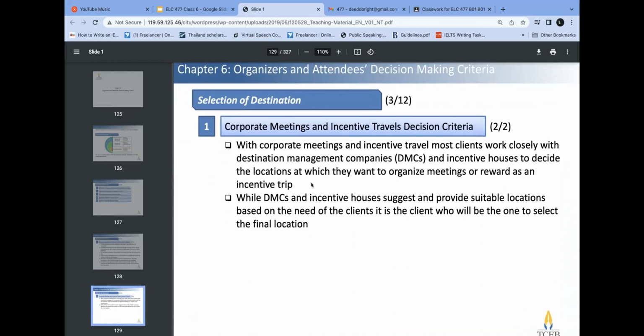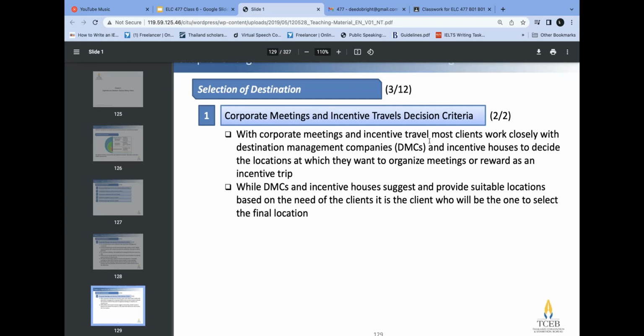This one is maybe more selection criteria with corporate meeting and incentive travel, so we talked about the two aspects here, corporate meeting and also incentive travel. Basically, clients work closely with destination management companies, so we have to connect with the agency. We call the destination management company a DMC, and incentive houses decide the location where they want to organize the meeting and reward as an incentive trip.